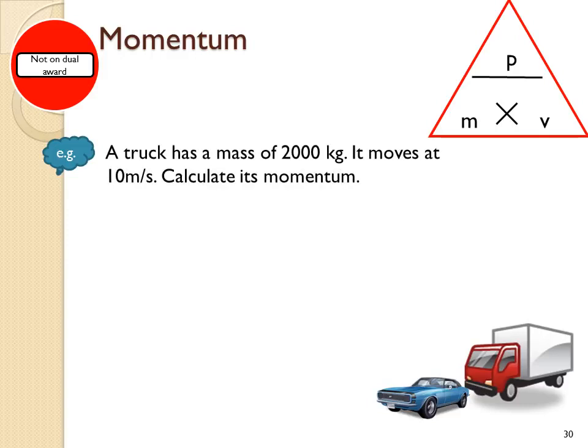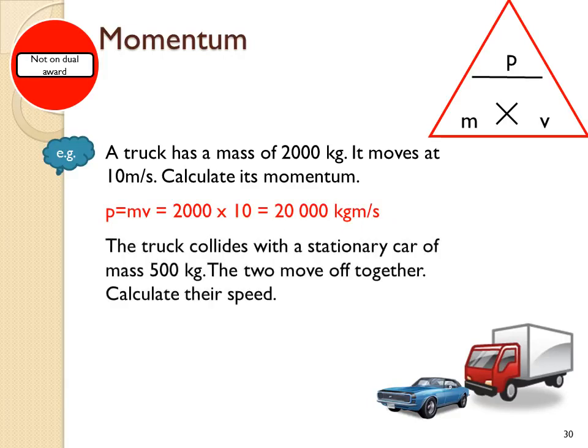Imagine a truck moving at 10 meters per second. Let's calculate its momentum. So you do mass multiplied by velocity, which would be 20,000 kilogram meters per second. Now imagine that truck collides with a stationary car, which is 500 kilograms in mass, and the two vehicles combine and move off together. Calculate their combined speed.